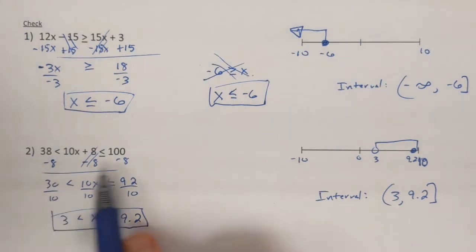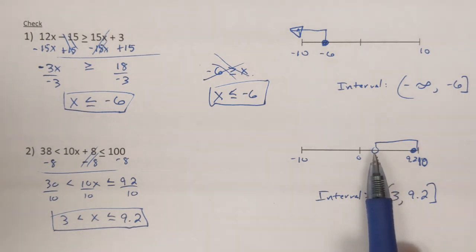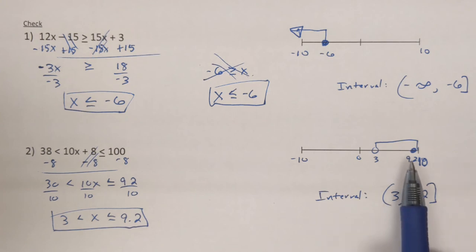And then number 2 is another one of our compound inequalities. It ends up that x needs to be any number between 3 and 9.2. You'll notice that the 3 is not included, but the 9.2 is.